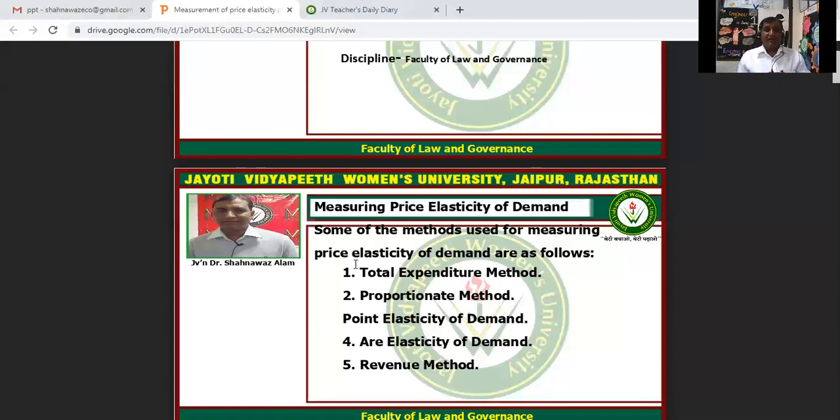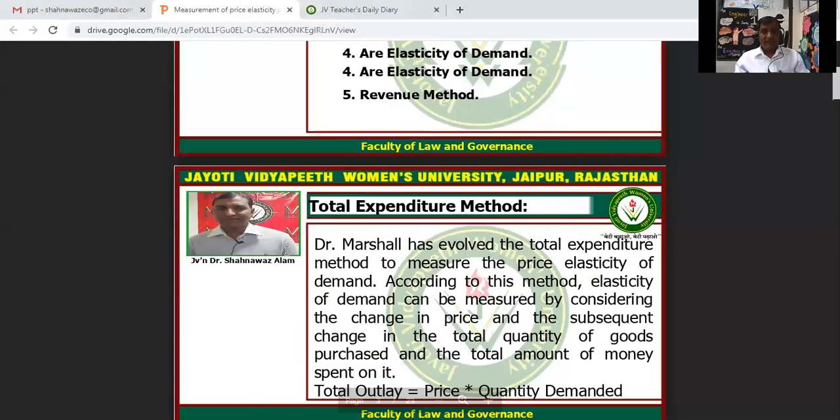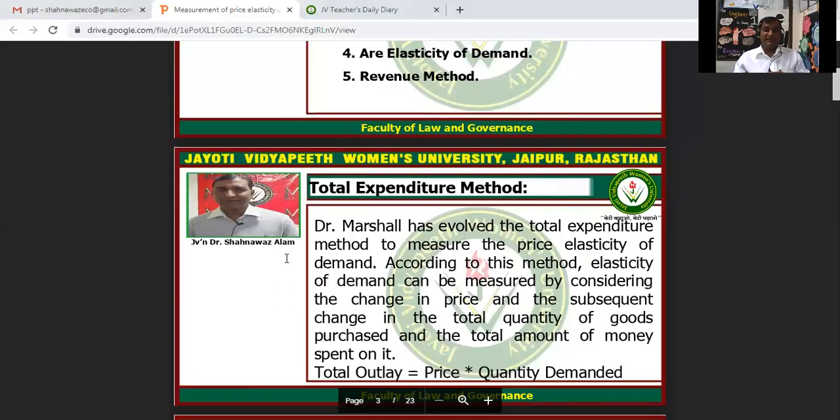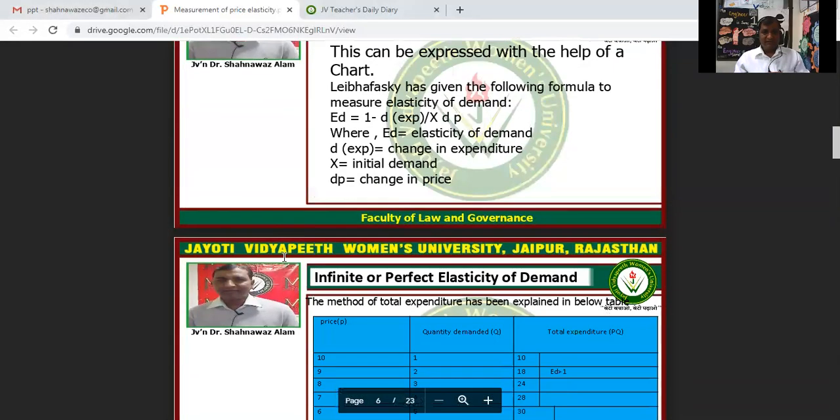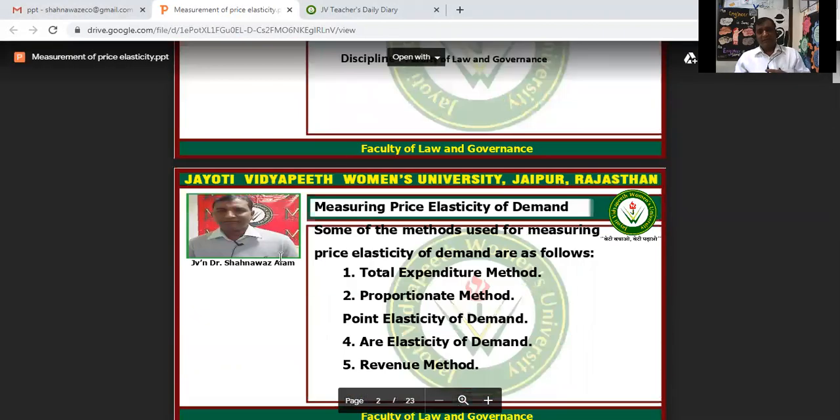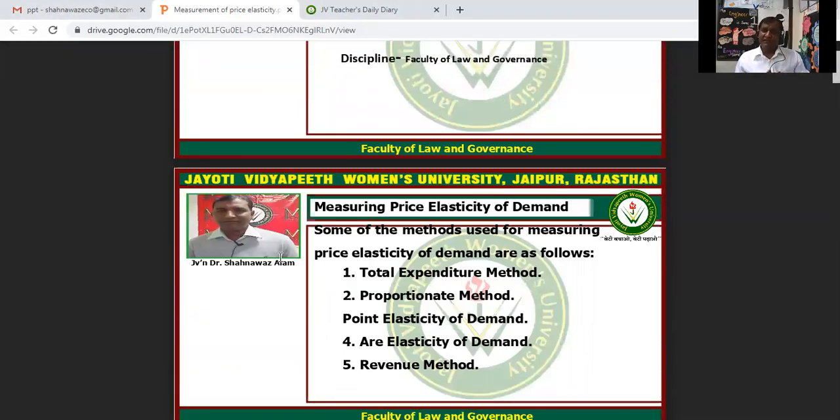We can also measure the elasticity of demand with the help of total revenue, like total expenditure. Percentage method: elasticity of demand is measured with the help of the percentage method. The percentage method is defined as the percentage change in quantity demanded with respect to the percentage change in the price of the commodity.